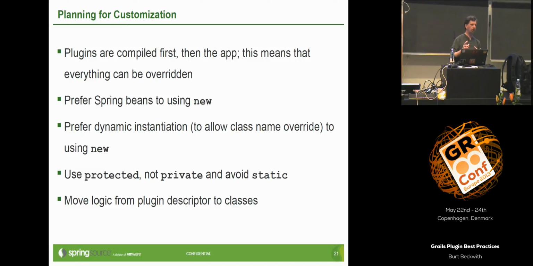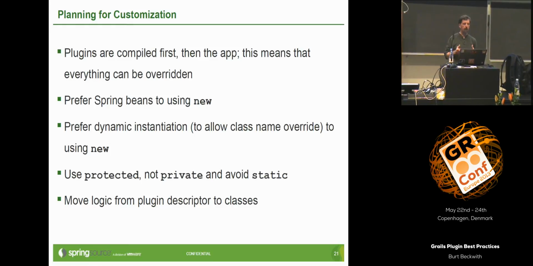Anything that's really dynamic, you should keep it in Groovy. But that filter fires for every single request. And that Groovy overhead, it's small, but it adds up, right? So whether it's Groovy or Java, prefer protected to private. And don't use static unless you have to, because you can't override a static method in Java, right? That just doesn't work.